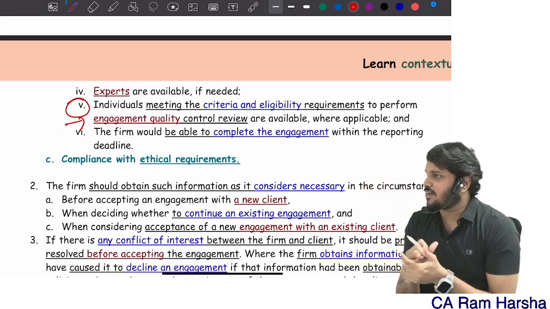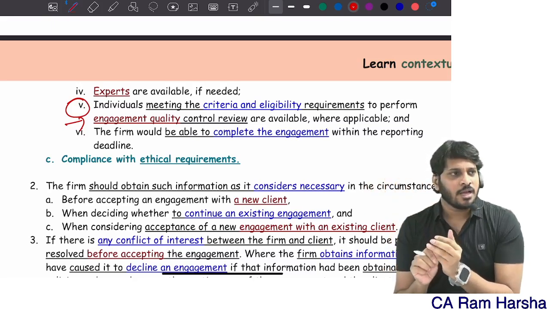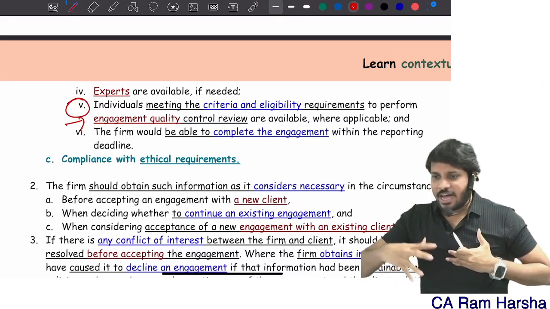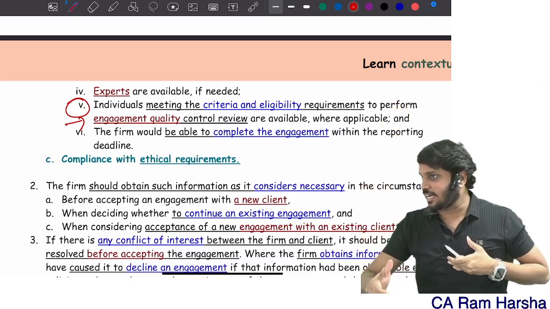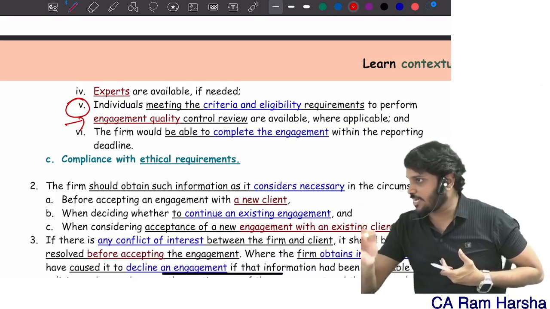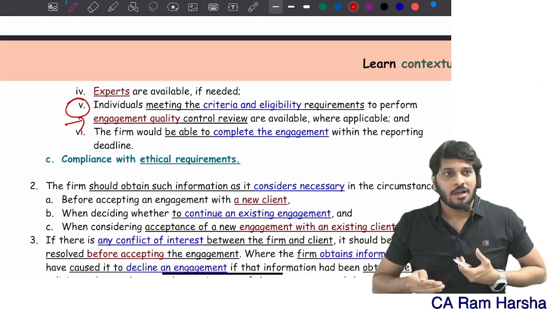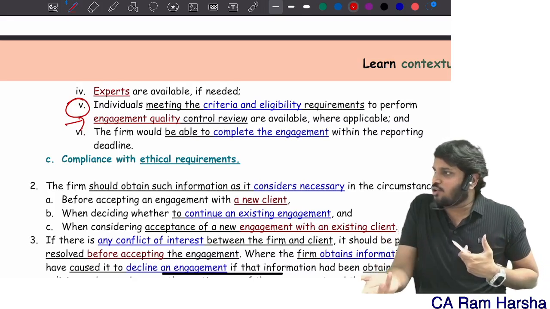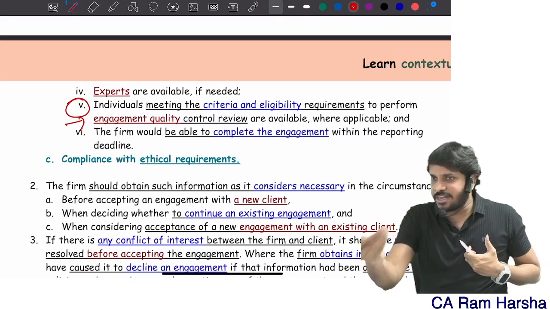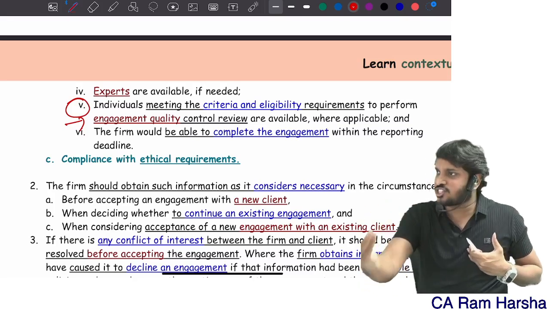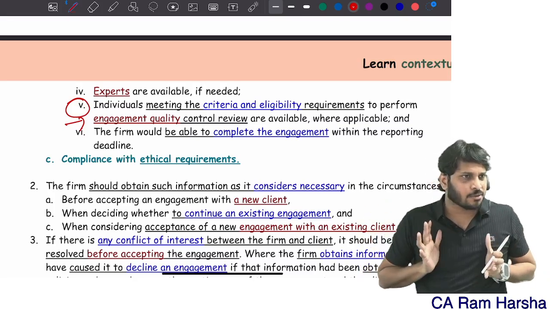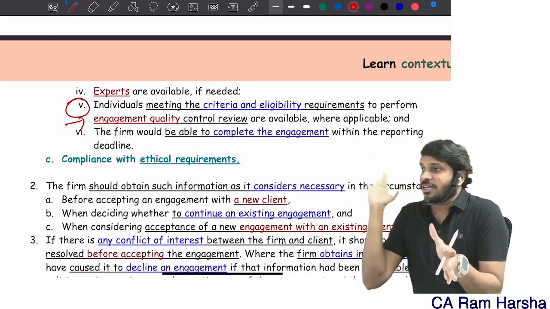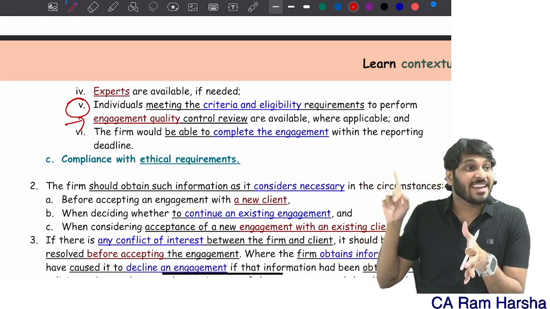Sir, what is this quality control review? Very simple. You know, I am one of the partners. I have a team. We all completed the entire audit. Let us take an audit example. We completed the entire audit. And I, as a partner, whatever I told earlier, my team did that. As per my instructions, they worked on it. As per my instructions, they documented. Everything is clear. I want to take a second opinion. I will go to another partner.